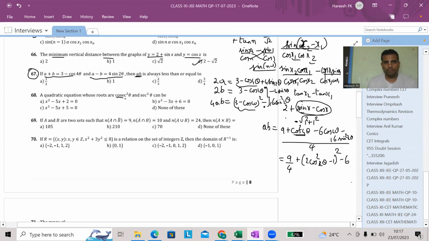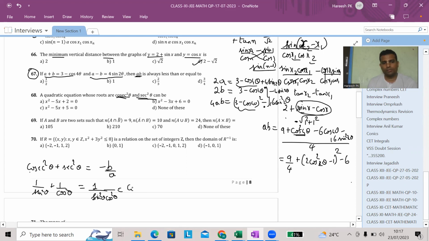The 68th one. The roots are given here, right? So now an interesting property, you see, sum of roots is minus b by a. But now, if I try to write this as 1 by sine square plus 1 by cos square and take LCM, I'll end up getting 1 by sine square into cos square, which is simply cosecant square into secant square theta.